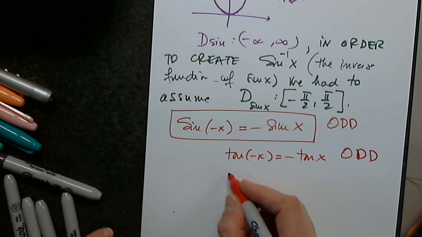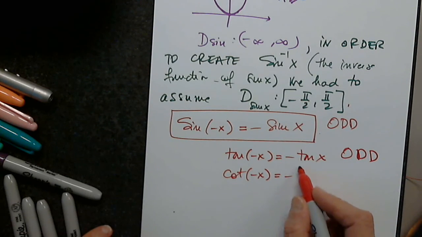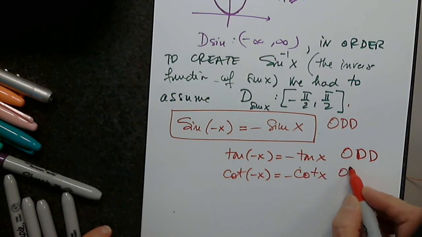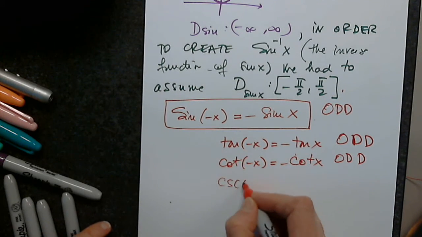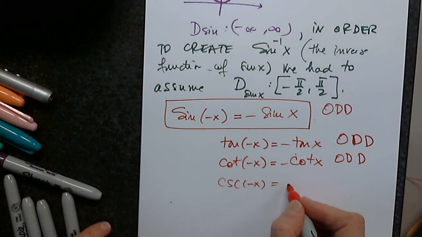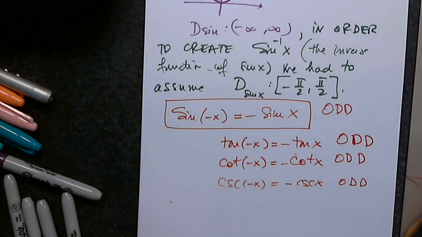Another function. Cotangent negative x will equal negative cotangent x, odd. And one more. Cosecant negative x will equal negative cosecant x, odd. So out of 6 trig functions, how many are odd for sure? Right, 4: sine, tangent, cotangent, cosecant. Very good. And when we get to cosine, we'll talk about it.